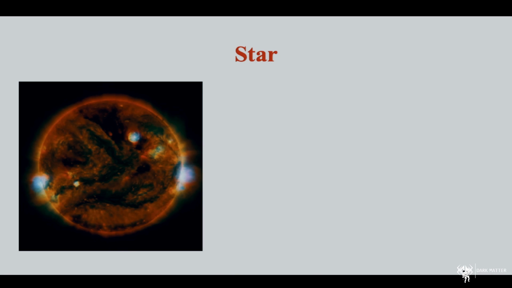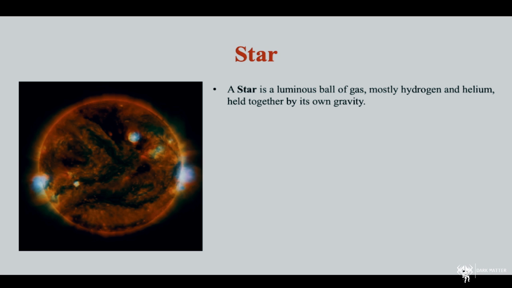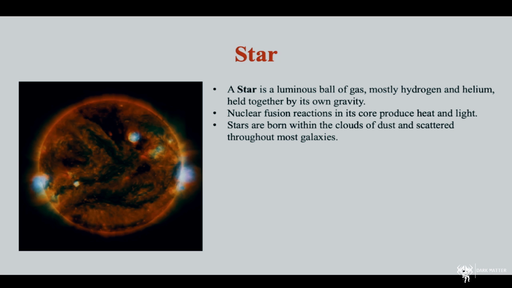A star is a luminous ball of gas, mostly hydrogen and helium, held together by its own gravity. Nuclear fusion reactions in its core produce photons. Photons are basically the light and heat. As we all know, all the stars have luminosity, that is, they are luminous and they are very warm actually.